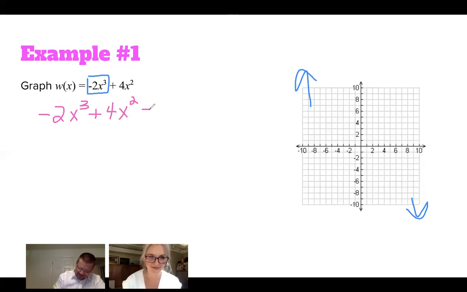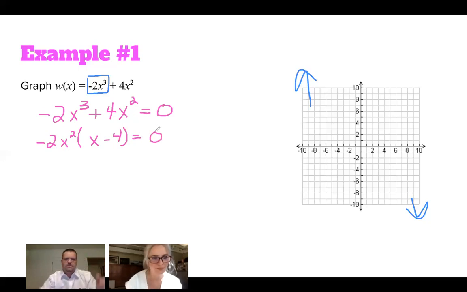Okay. So we're going to start by finding the zeros. We're going to set the expression equal to 0, and we're going to try to factor it. So I see a GCF of -2x squared. What will that leave me? x minus 4. So what are my zeros now? I got a zero of 4, right?